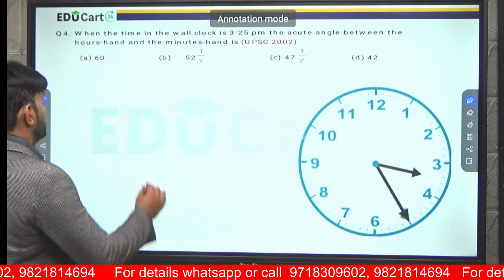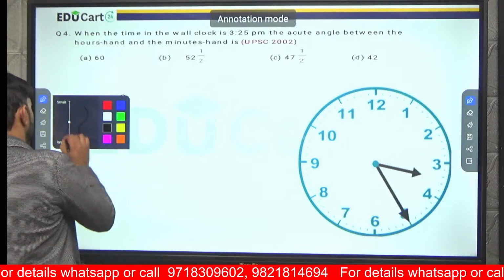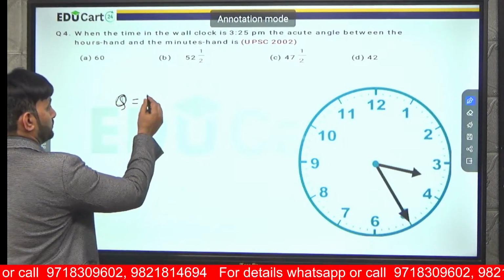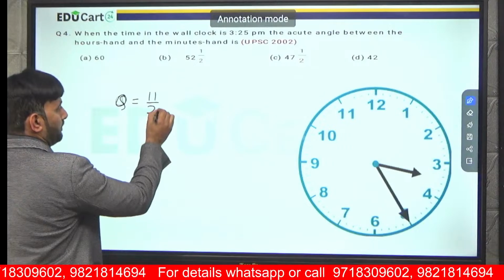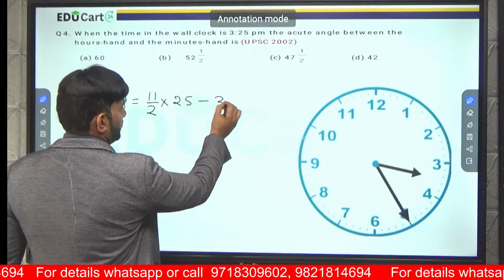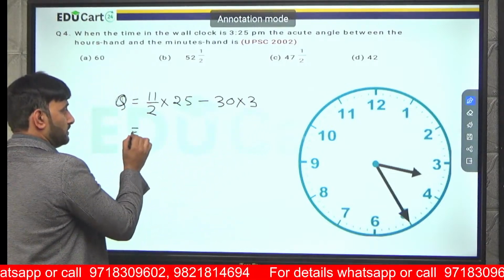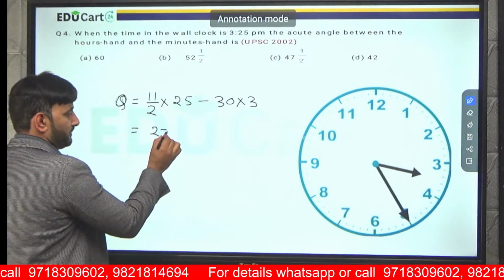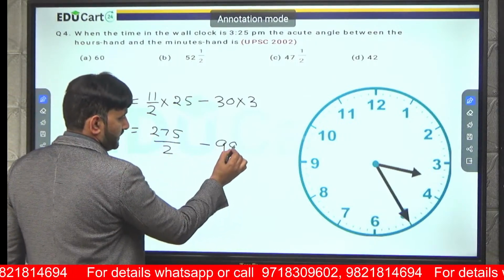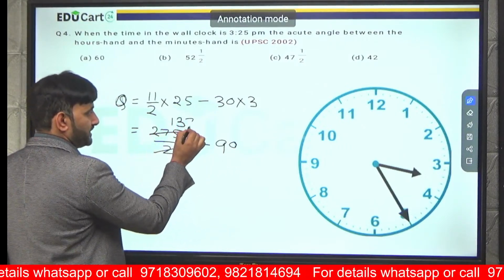Let's start. Theta we have to find. Theta is equal to, because the minute hand will be ahead, so use 11 by 2m. M value is 25, minus 30 into h. H is 3 here. So this is 11 into 25, 275 divided by 2, minus 90. Cancel out by 2, and this comes out to be 137.5.